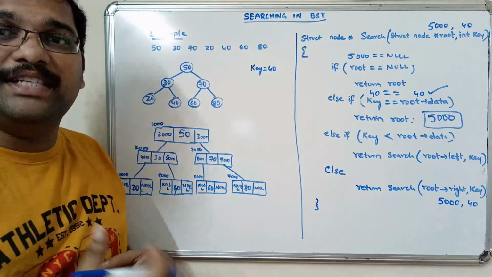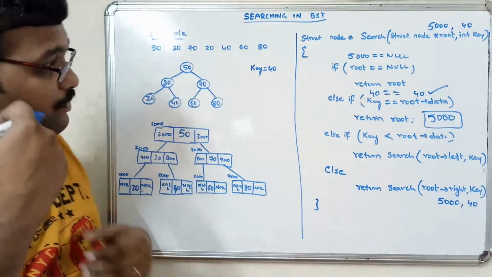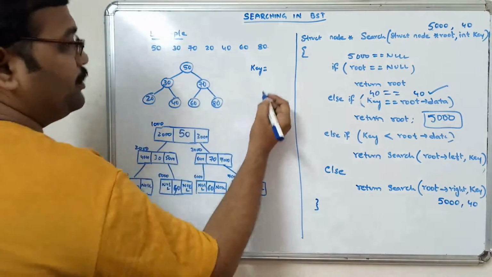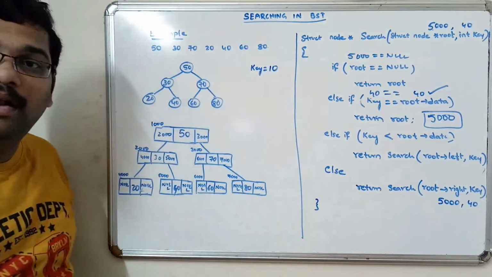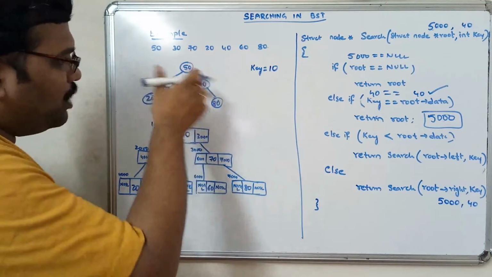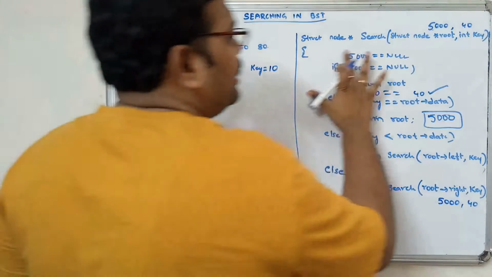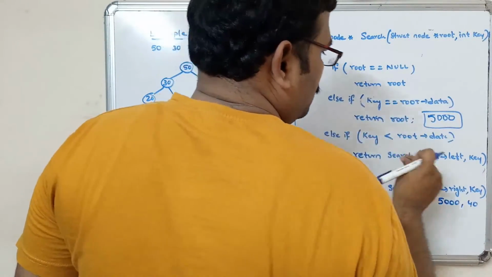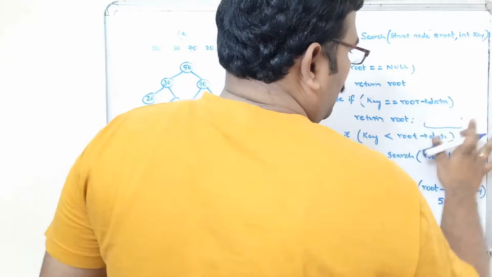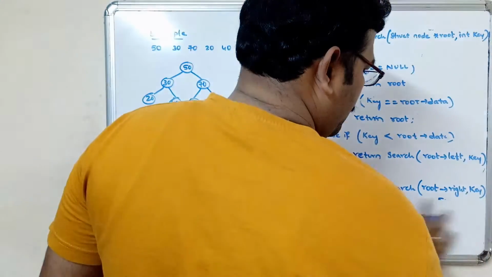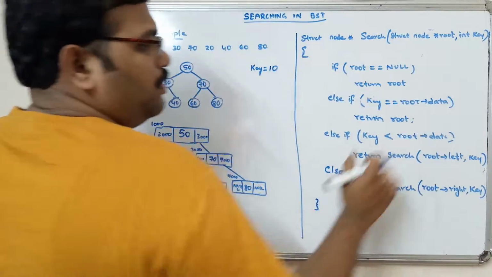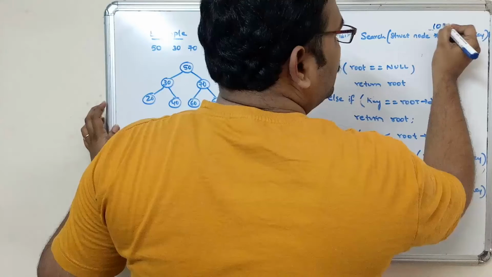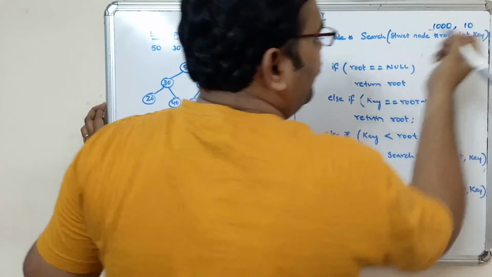Let us take one more example. That means we will change the key element which is not available in our binary search tree. Let us take 10. So we know that 10 is not available in our binary search tree. Now we will trace it. Right. So let us trace this one. First, key is equal to 10. So the root is obviously 1000.